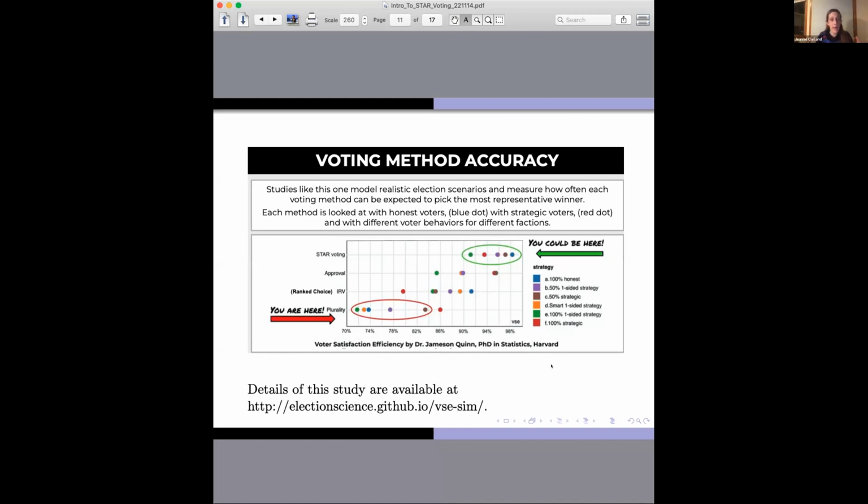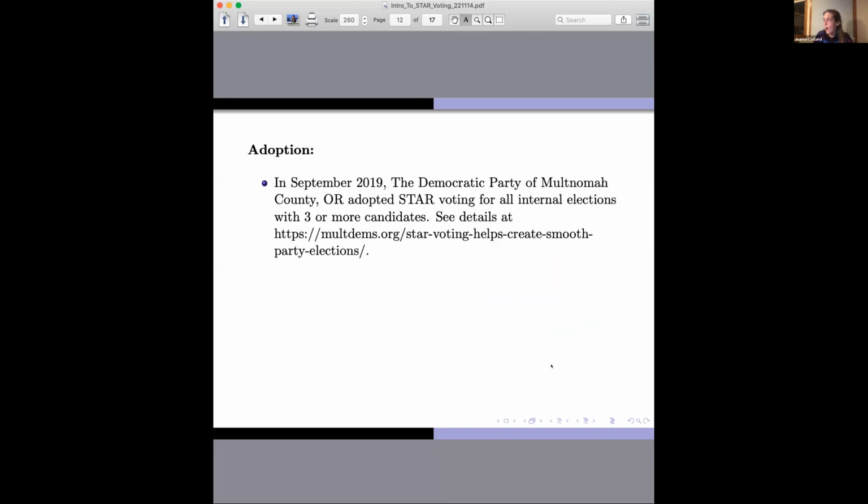Yes. So that's why the acronym is SCORE, then automatic runoff. The first step is score voting, and then the second step is this automatic runoff. So in 2019, not that long ago, the Democratic Party of Multnomah County, and I'm not at all sure that I'm saying that correctly, adopted STAR voting for all their internal elections.